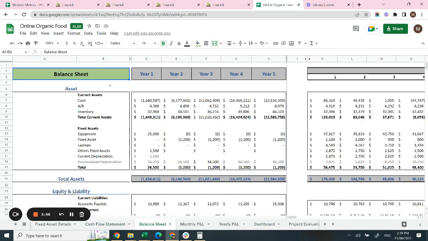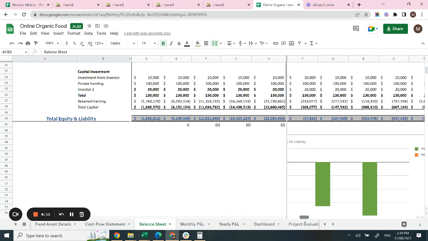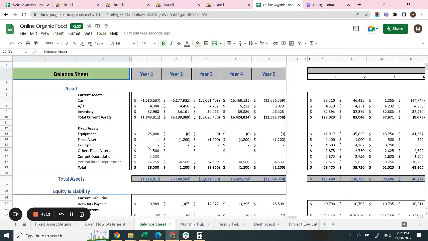Moving on, balance sheet. It is mentioned on a monthly and yearly basis, and it shows the financial position of your company. It includes assets, equity, and liabilities, and a graphical representation of your total assets and liabilities.